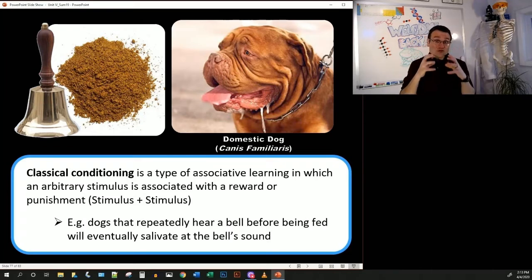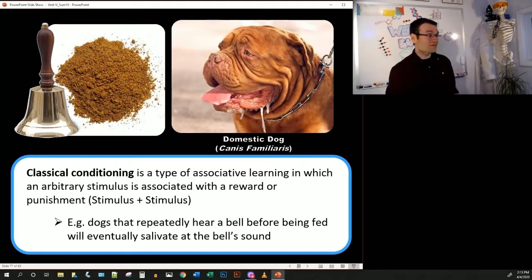In his central nervous system, some switch had been flipped in order to pair that bell with that particular physiological response. That's classical conditioning. The meat powder is our reward, the bell is the arbitrary stimulus. And like I said, the bell could have been anything. That's what arbitrary means. Light turning on or off, or whatever it happens to be.